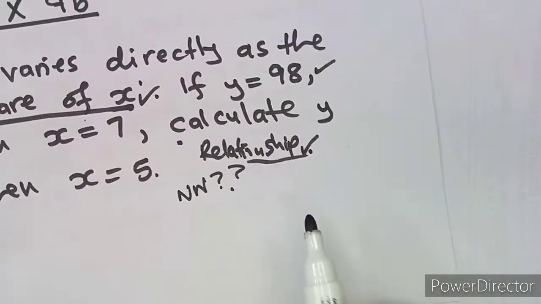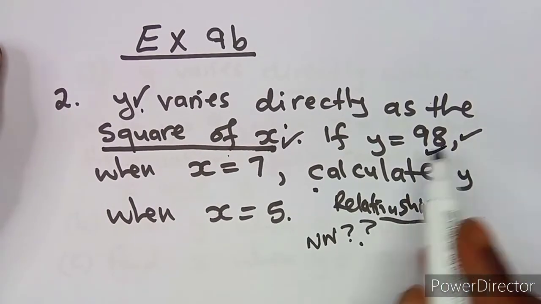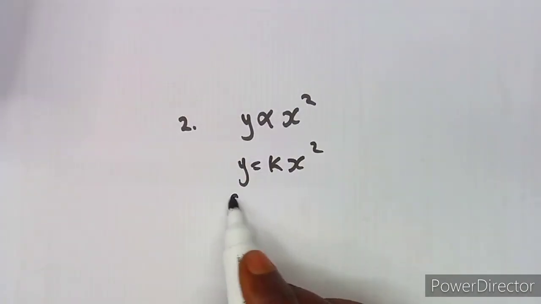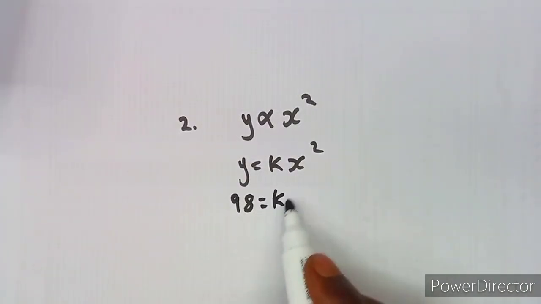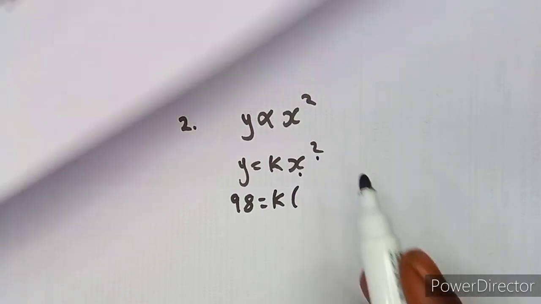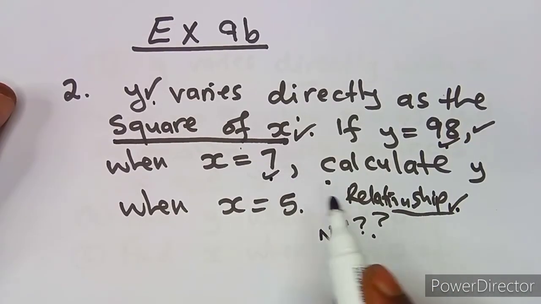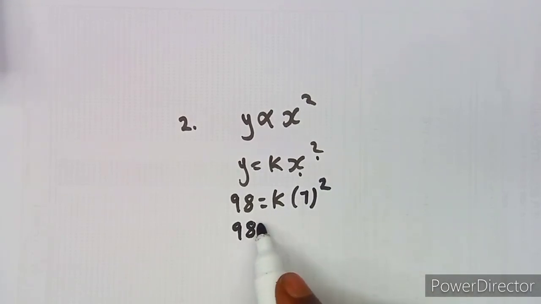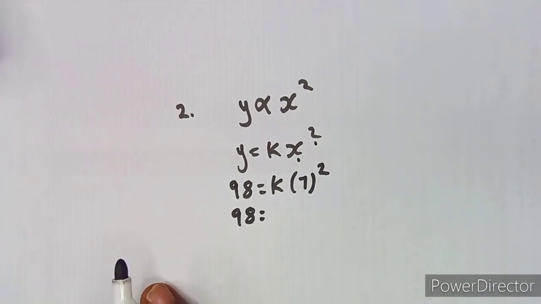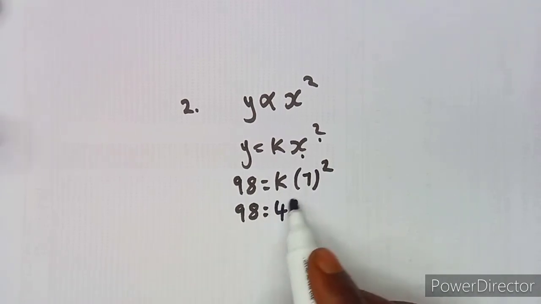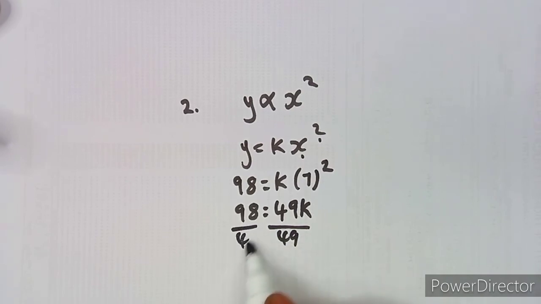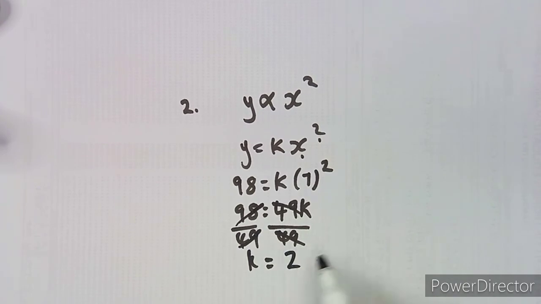You substitute what you're given. If y is 98, x is 7. So in place of y you have 98. So 98 is equal to k times x squared, so this 7 is going to be squared. 7 squared is 7 times 7, from your calculator that's 49. So you're going to have 98 equals 49k, divided by 49 on both sides, which means our k is going to be 2.